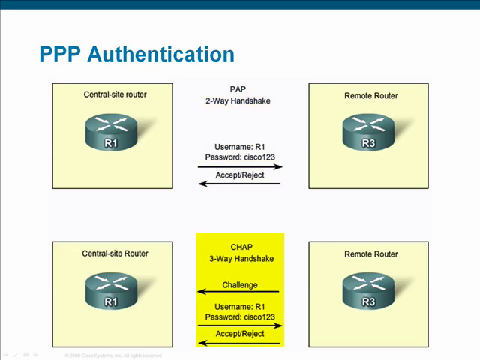CHAP is more secure than PAP. It involves a three-way exchange of a shared secret, and it conducts periodic challenges to make sure that the remote node still has a valid password.